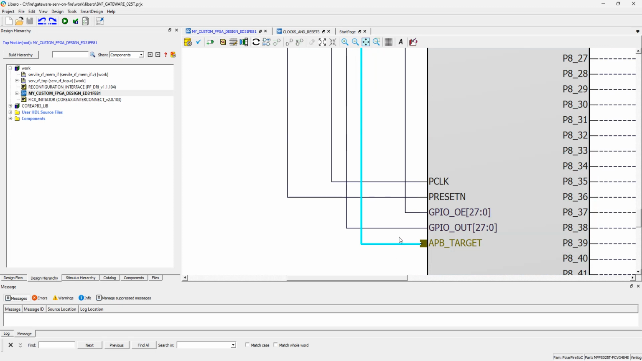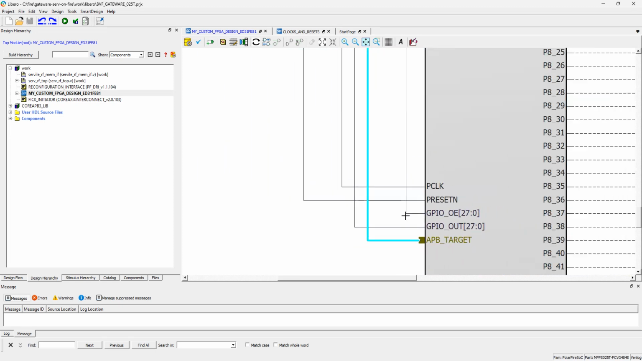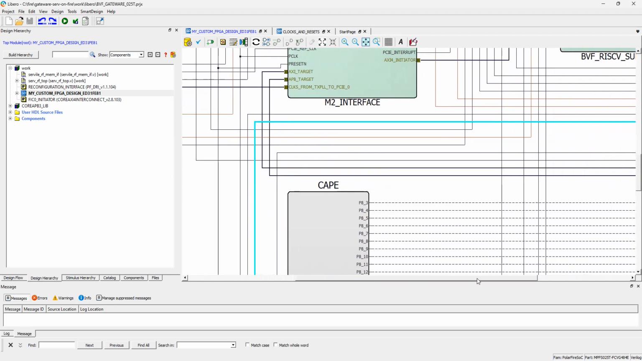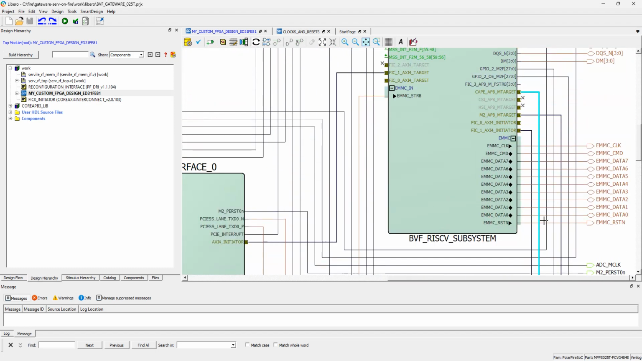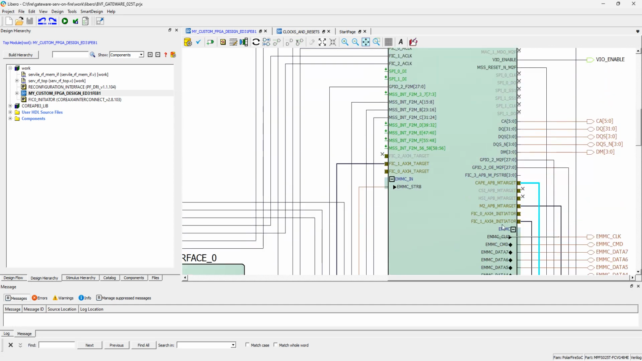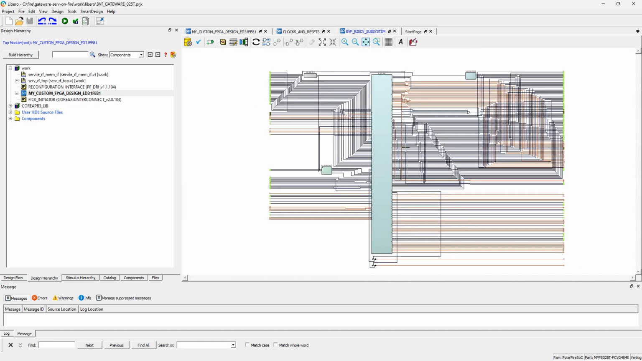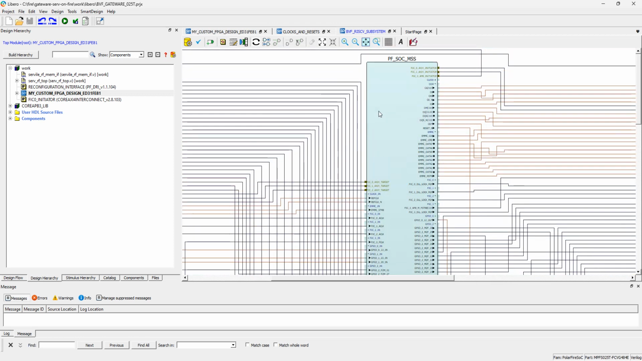Sometimes it's kind of interesting to know what address ranges things are living at so that you can know how to access some of the software. And so it's coming in on the Cape APB M target on the BVF RISC subsystem. So let's remember that, the Cape APB M target. Let's double click on this.